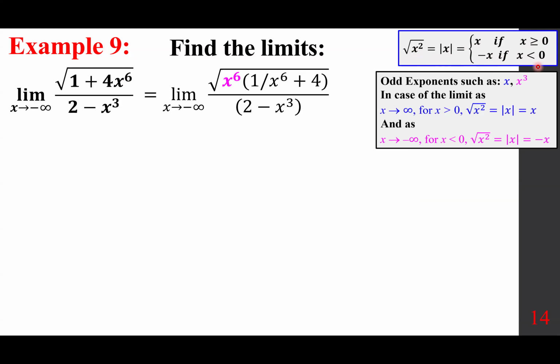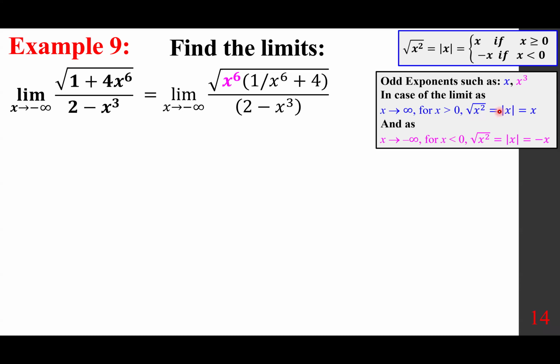Therefore, with odd exponents such as x, x cubed, x to the power of 5, in the case of the limit as x approaches infinity, for x larger than or equal to 0, the square root of x squared equals the absolute value of x, which equals x. In other words, odd or even really makes no difference. If x is approaching infinity, it just comes out. But as x approaches negative infinity, the square root of x squared becomes the absolute value of x, which becomes minus x. So in short, if x is positive, it doesn't matter whether you have odd or even.